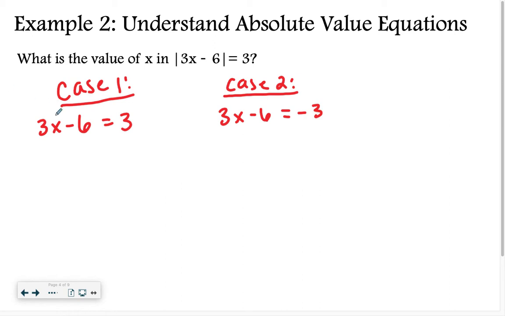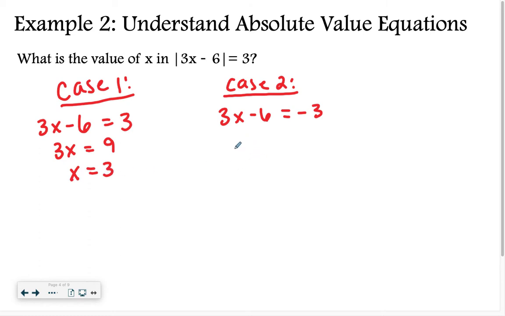Okay, so I have case 1 and case 2 all set up. Now I just solve them like normal equations. I'm going to add 6 to both sides. So then I'm left with 3x equals 9, divide both sides by 3. I have x equals 3 as one answer.